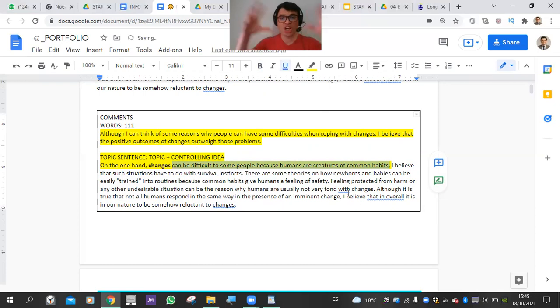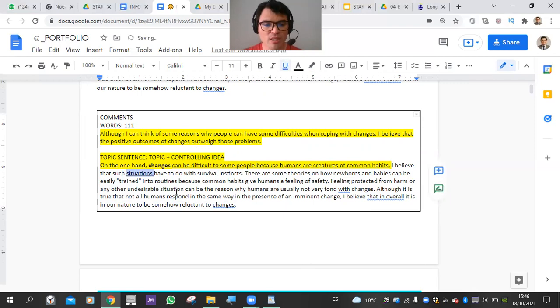So the topic is changes. It's very general. You can say a lot of things about changes. So one of the things that you say about changes, that is your controlling idea. That controlling idea is going to decide what you put in your paragraph. So what does the paragraph say? I believe that such situations have to do with survival instincts. Okay, which situations is she talking about? Common habits. Yeah, it's not clear to me what the situation is about.